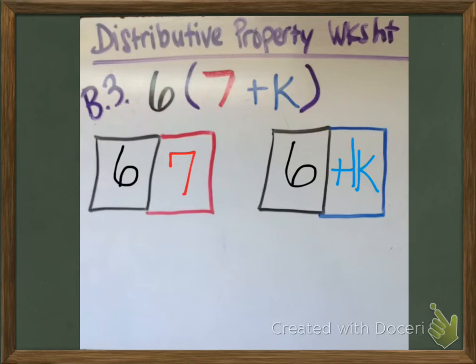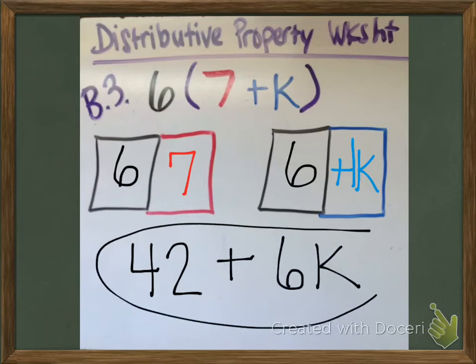Now solve it. A positive 6 times a positive 7 is a positive 42. A positive 6 times a positive 1k is a positive 6k. Your answer is 42 plus 6k.